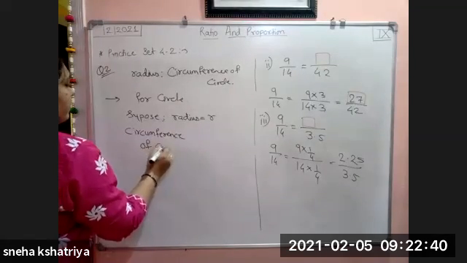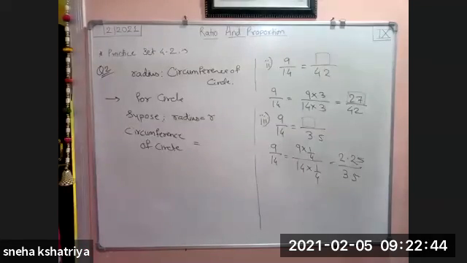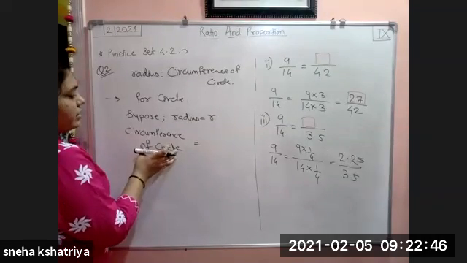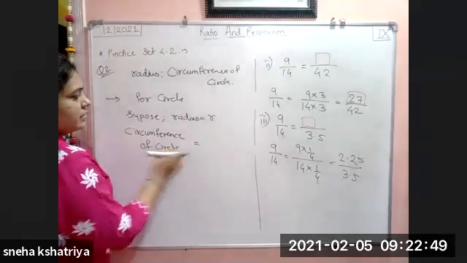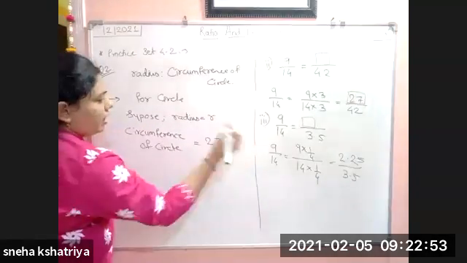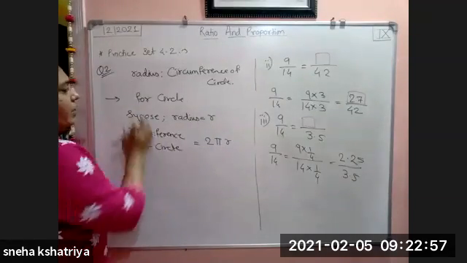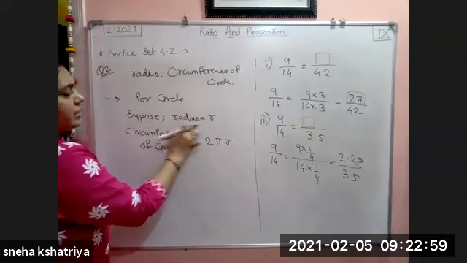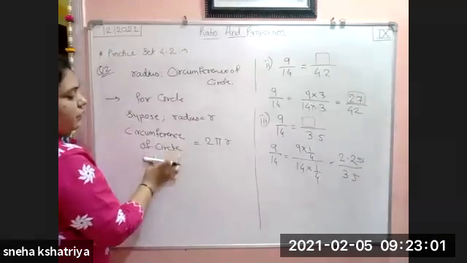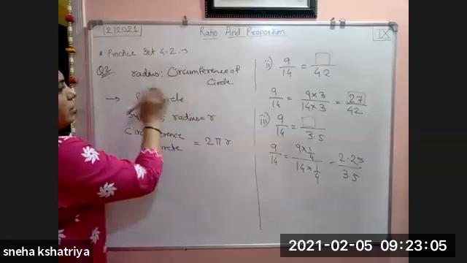Circumference of a circle. What is the circumference of a circle? Circumference is 2 pi into radius. Radius is what here? R. So you get the circumference of the circle equal to 2 pi r. For a circle, suppose the radius is equal to r, then we get the circumference of the circle as 2 pi r. We have to find this ratio.